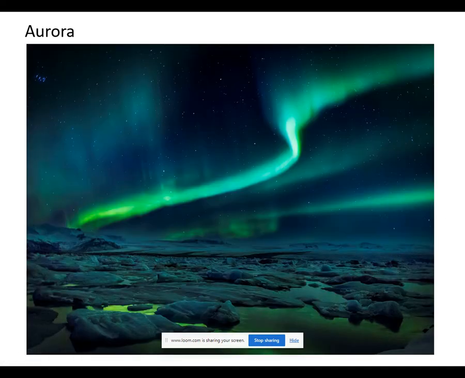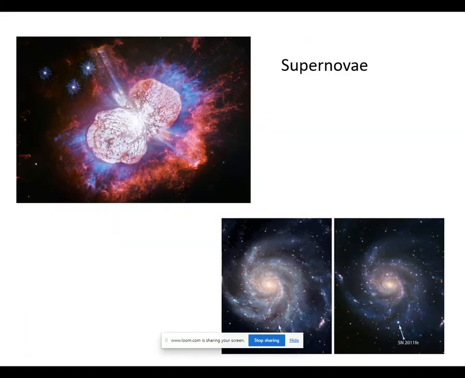Aurora. Being able to explain what an aurora is is one thing. It's charged particles from the sun that get funneled into the Earth's atmosphere because of Earth's magnetic field through the poles. And then being able to explain what they look like is the other type of question. So describe the appearance of aurora. And that's just green light, green and blue light across the sky found near the polar regions.